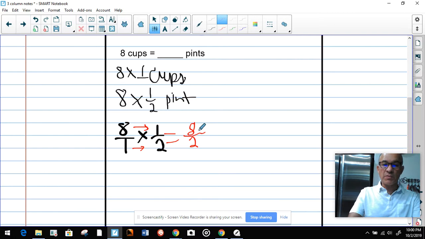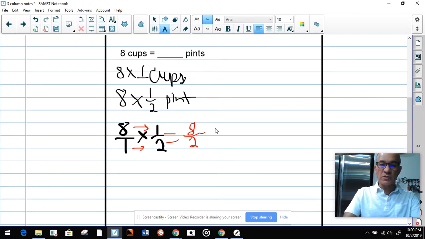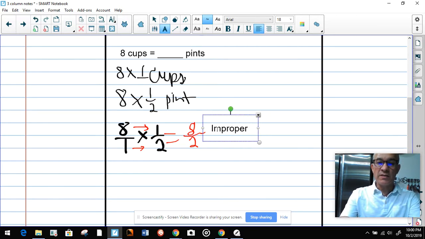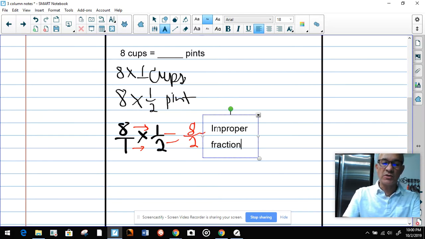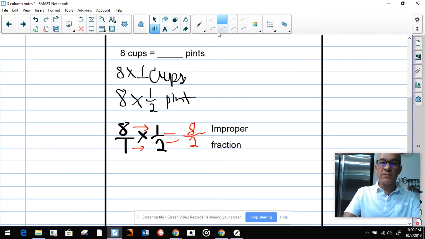Now this becomes an improper fraction. What do you mean by improper fraction? Well, an improper fraction is when the number on the numerator is greater than the number on the denominator. Let me say that one more time. This is an improper fraction when, let me use my highlighter, the numerator is greater than the denominator. Okay?